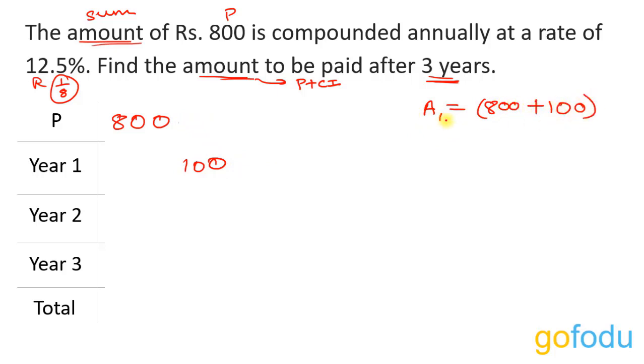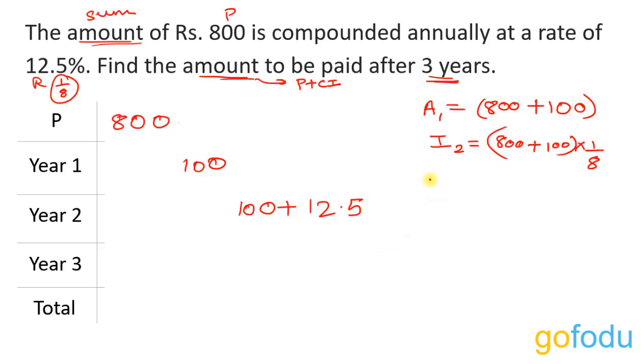This would be the amount at the end of year 1, which will become principal for the next year. So interest for the second year would be calculated on this outstanding amount. It would be 800 plus 100 into 1 by 8, okay, 12.5% of this outstanding amount. So 800 into 1 by 8 is 100 only, plus 100 into 1 by 8 is 12.5.